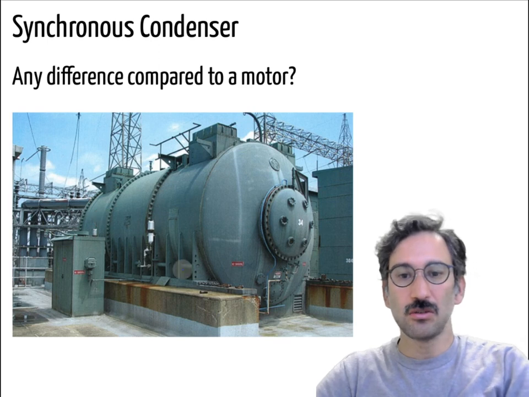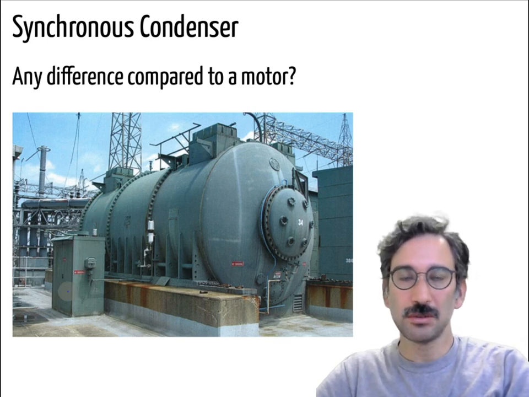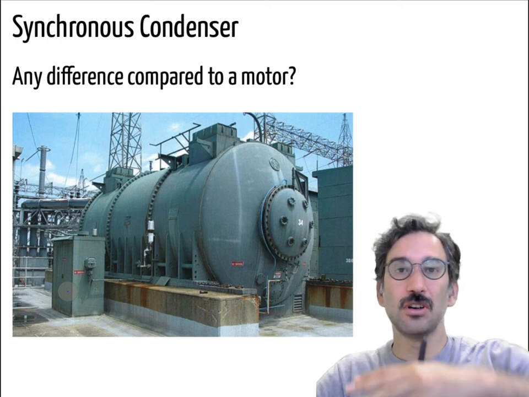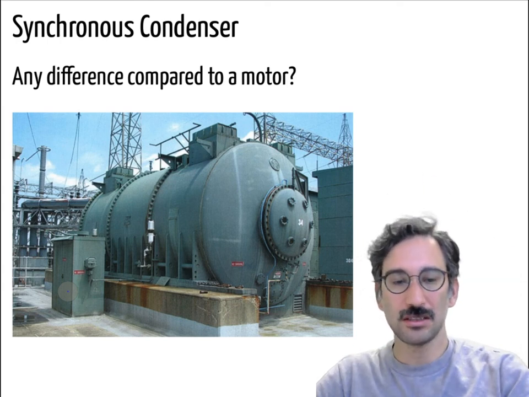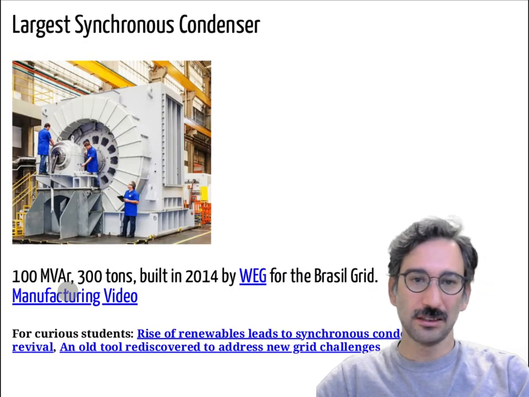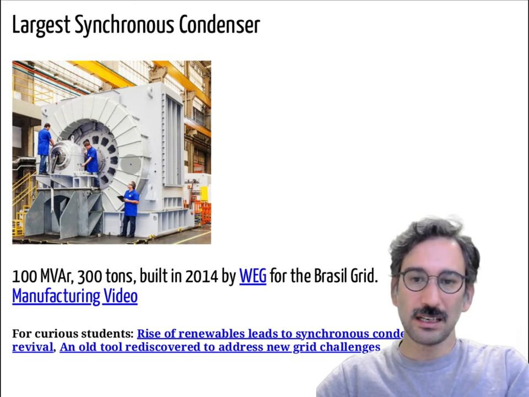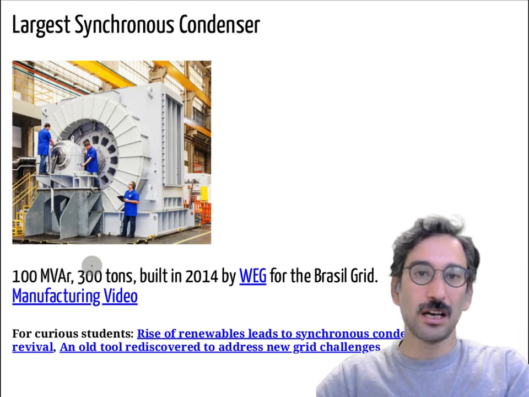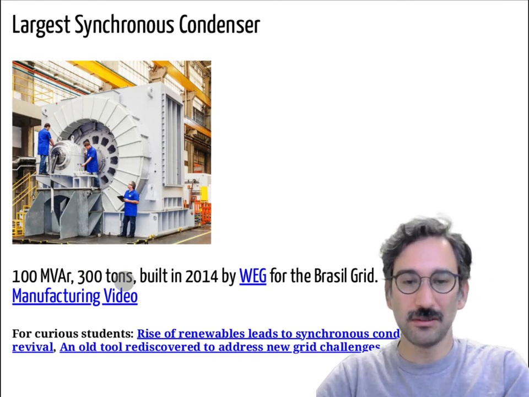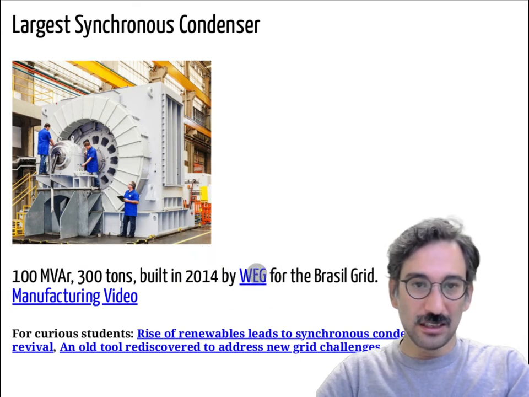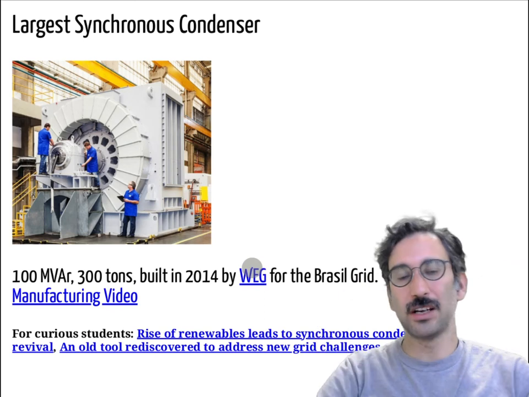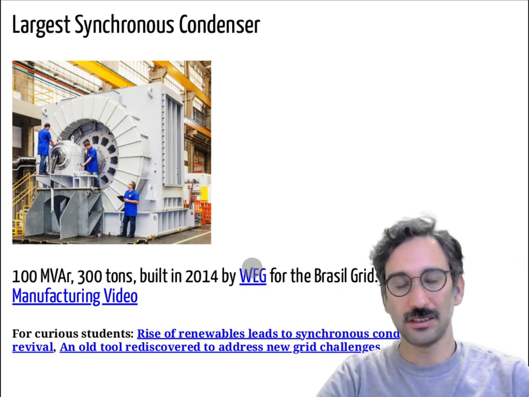So by just controlling some field current, maybe just a small amount of current, you can actually compensate for all power factor fluctuations of the grid. Okay, so again, this is another one, I think, from Brazil. It is like 100 megavolt ampere reactive. So it is not a motor, so it is not rated with real power in watts, but it is being used by the Brazil grid to control the power factor of the grid.